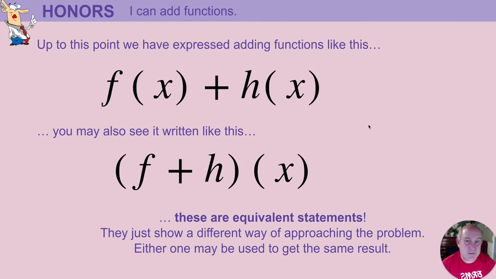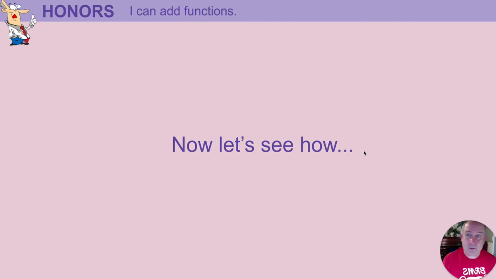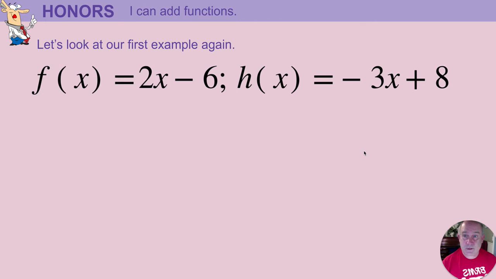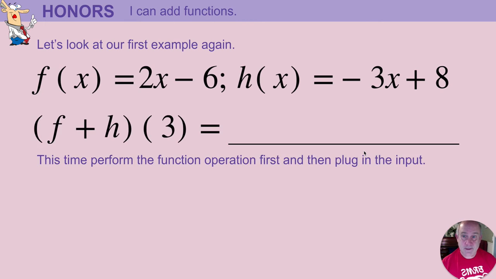Sometimes it's better to plug in the value first and then solve it. Other times it's a lot easier to solve the functions first and then plug in the value. Either way, you'll get the same answer. Now let's see how we can do this. So we take our first example again. This time we're going to perform the operation first and then plug in the input. So once again, this is written f plus h of 3.